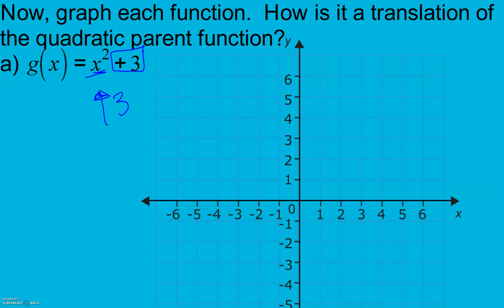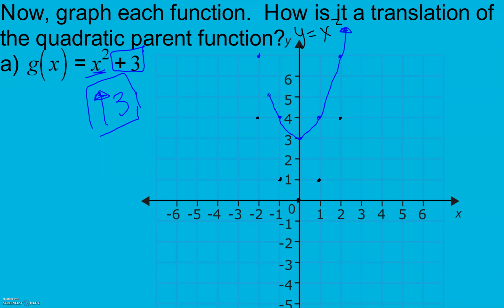So we start off here with our parent function at negative 2, 4, negative 1, 1, 0, 0, 1, 1, 2, 4. And again, we get that by plugging those x values into our parent function. Now, each of those points, we're going to move up 3. The entire function is being vertically translated up 3 units and ends here.